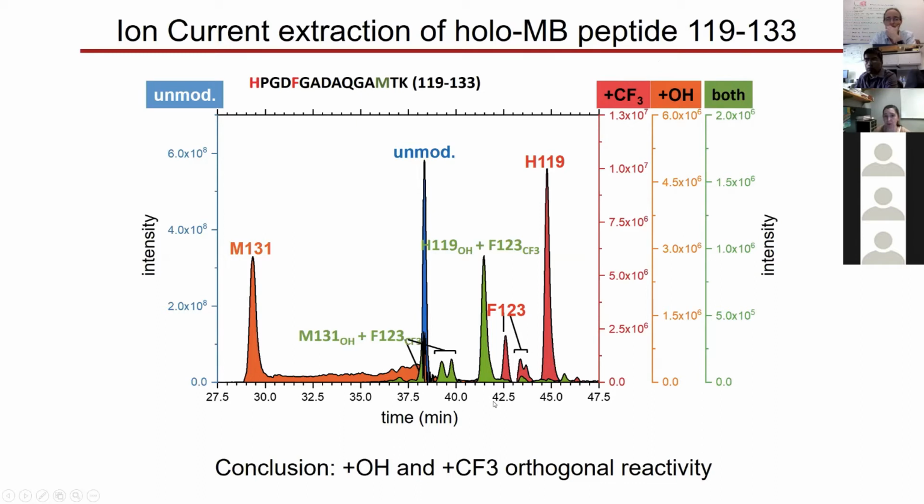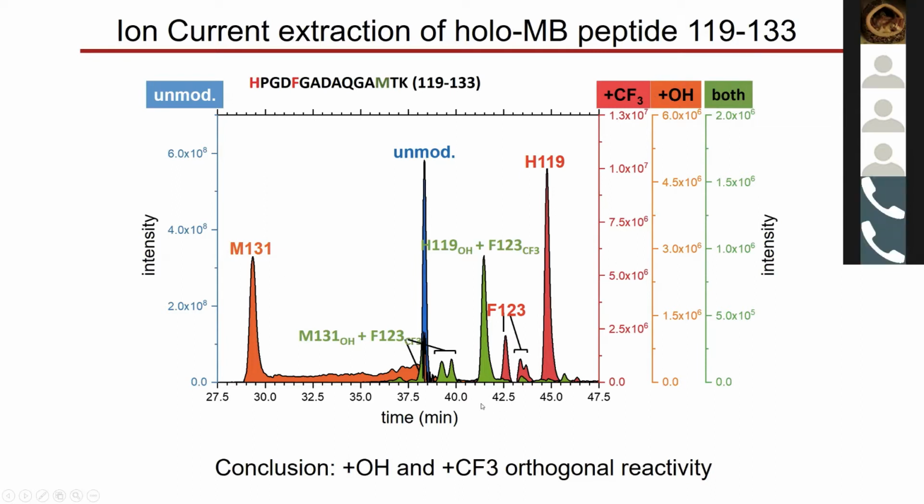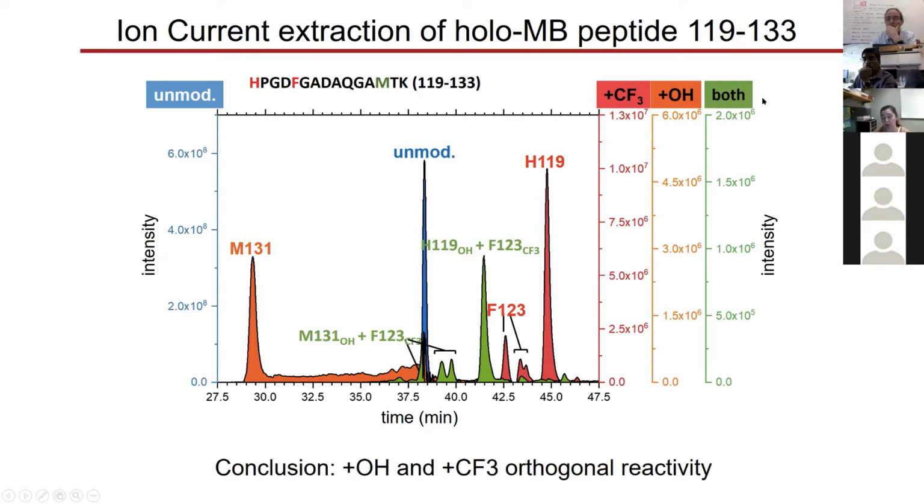superimposed here. We extracted the ion for the unmodified species of this peptide, and we extracted for only OH, and then we extracted also that peptide with a product of CF3, and then the product which contained both labeled by OH and CF3. And as you can see here, with OH we only observed methionine, and I'll talk a little bit about this more in a minute.